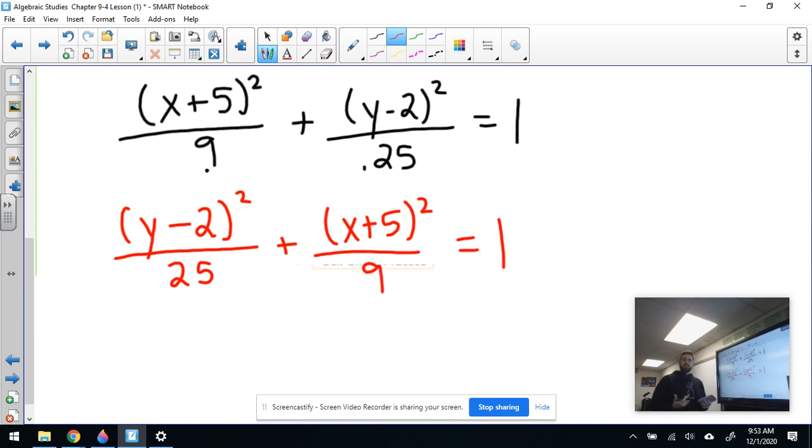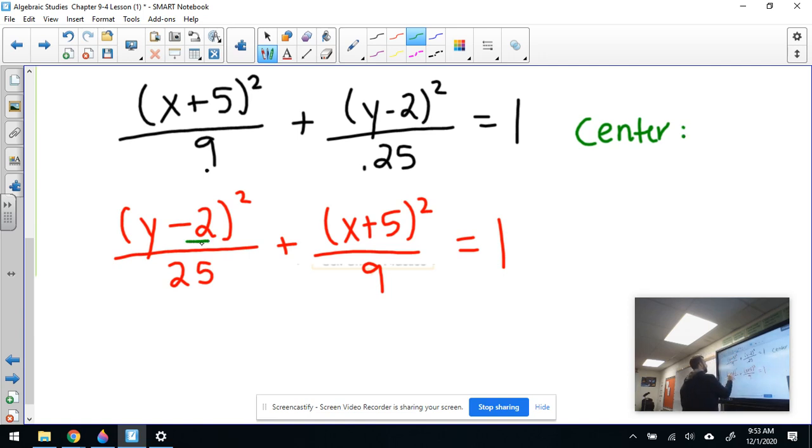So I finally have the equation of my ellipse written. And so now I can figure out important information from this. First of which, I can figure out my center, and I can figure out a and b. And if I know a and b, then I can figure out c. All right, so let's look at that. So what's the center of this ellipse?